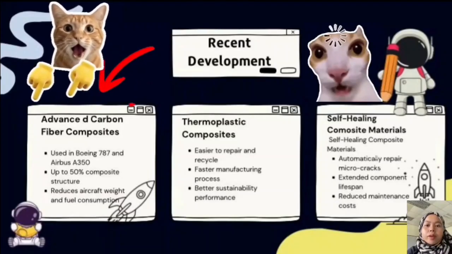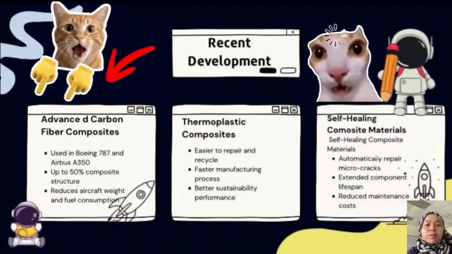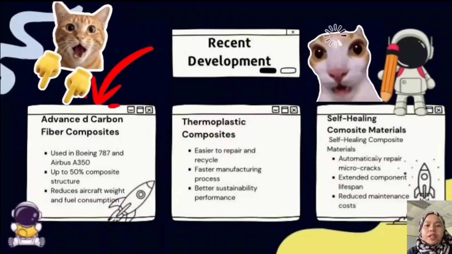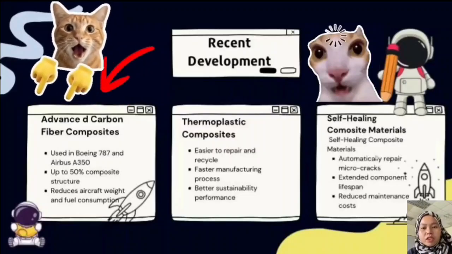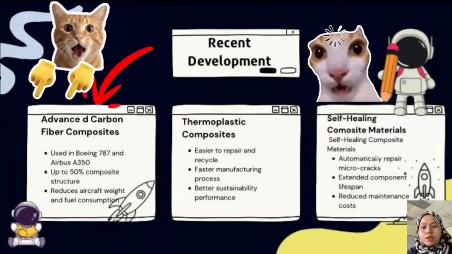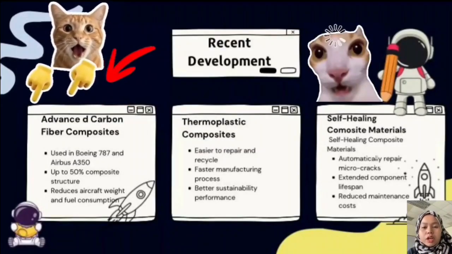First is advanced carbon fiber composites. Recent research focused on improving CFRP by increasing strength, fatigue, and impact resistance while reducing overall weight. Modern aircraft such as the Boeing 787 Dreamliner and Airbus A350 use more than 50% composite material in their structures.